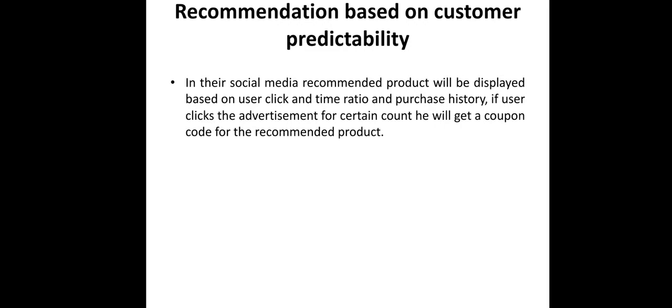Recommendation based on customer predictability. In the social media, the recommended product will be displayed based on user click and time ratio and purchase history. If the user clicks the advertisement for certain counts, he will get a coupon code for the recommended product.